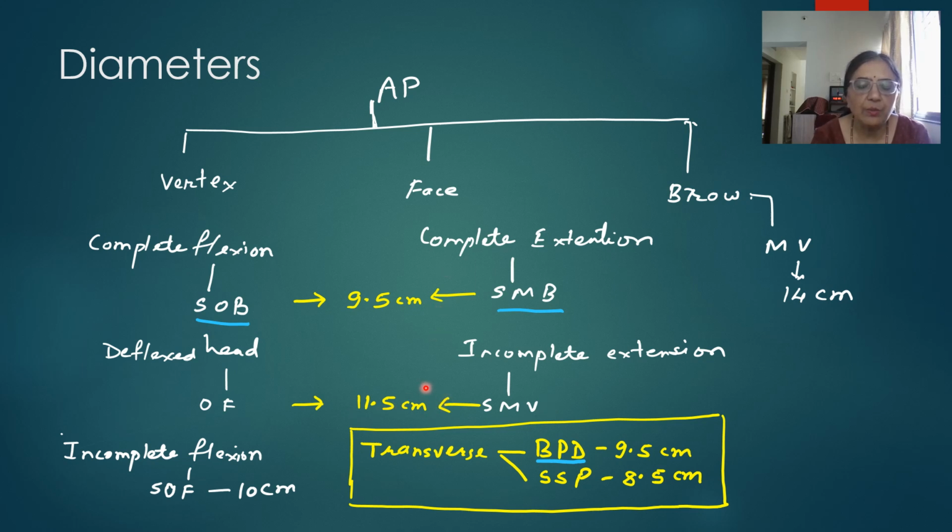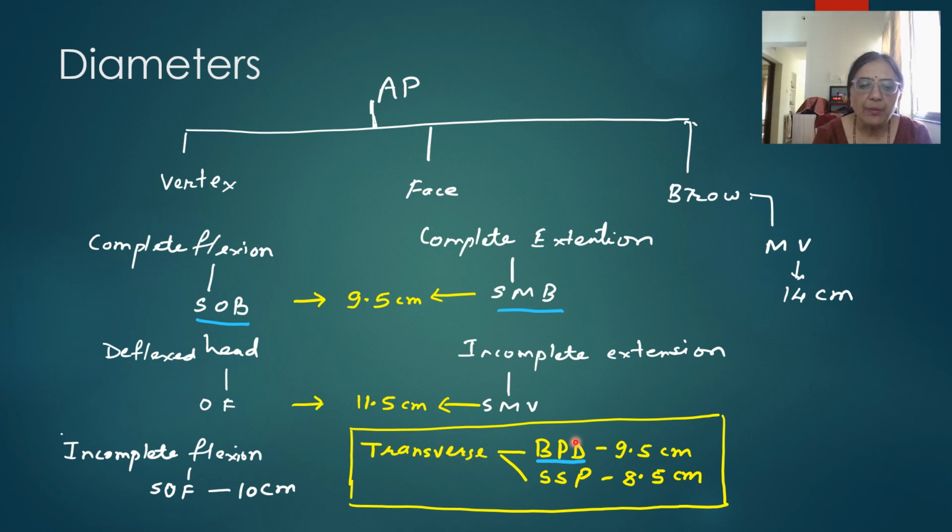So it is easier to remember the diameters this way: complete flexion and extension are 9.5 centimeters, deflexion and incomplete extension are 11.5 centimeters. In between, for the vertex, there is one incomplete flexion, which is the suboccipitofrontal diameter, and it is 10 centimeters. If the brow is the presenting part, then the diameter of engagement is mentovertical, which is the longest diameter. It is 14 centimeters.